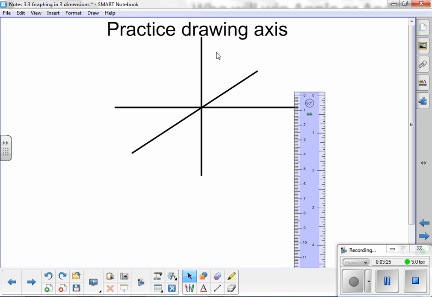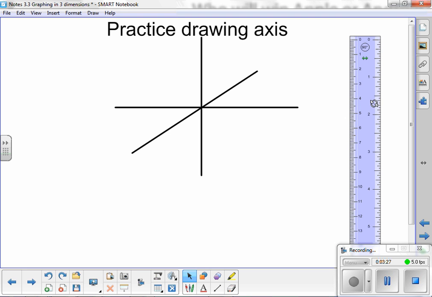So practice drawing axes. Like I said before, to draw these, you go up and down, then you go side to side, and then you draw a third axis coming this way.